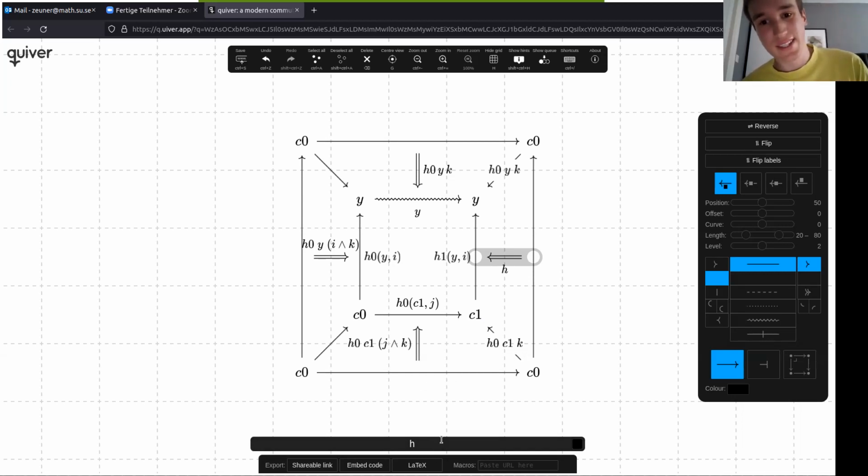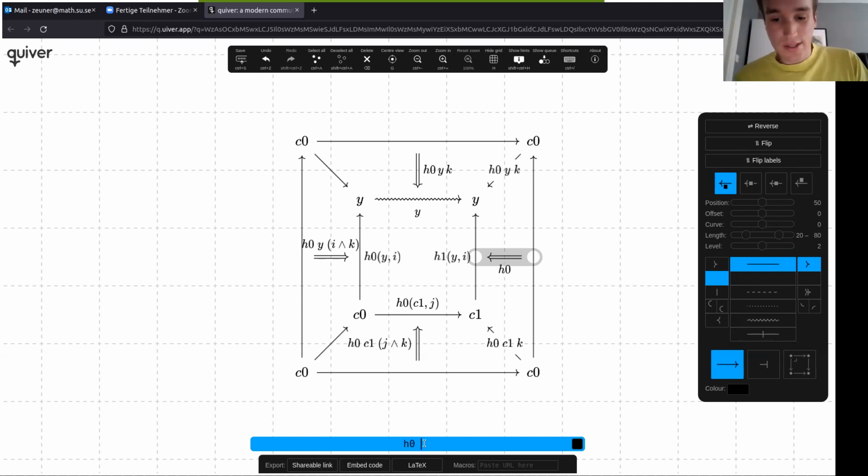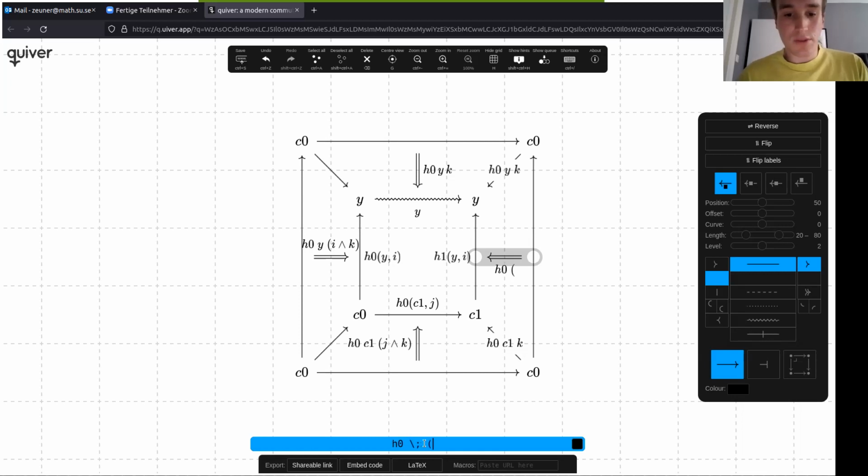Wow, wait. So there should be some H0 outermost, I think. Yeah, I think so too, right? H0, then H1 of Y and I think. And then finally K. Yeah. So this would be in parentheses H Y and I at K. Yeah, I think that should check out.